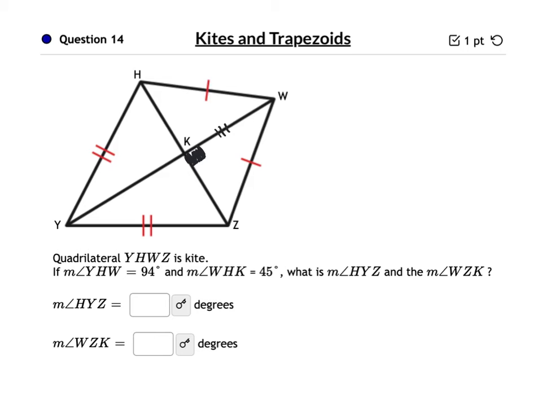We can use that below too. We know that triangle HYK is congruent to triangle ZYK because of hypotenuse leg.